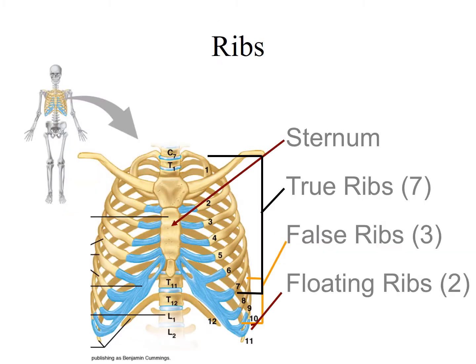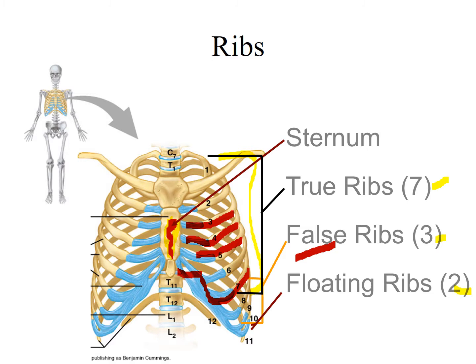Now let's talk about the ribs real quick. This is the sternum, and this is important because we use it as a reference point for what are known as true ribs, false ribs, and floating ribs. The true ribs are ribs 1 through 7, which, even though through cartilage, attach to the sternum. So these would be true. False ribs go through here, attaching to the cartilage that eventually attaches to the sternum.